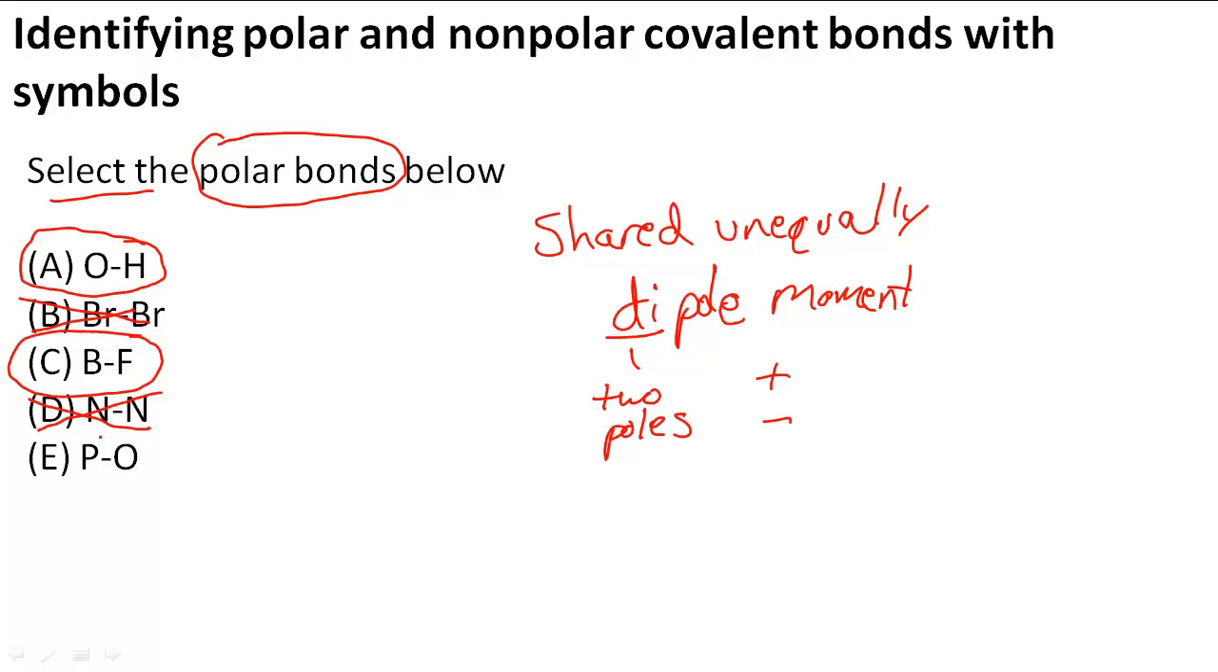P and O also have further apart electronegativities, so E is also an answer because they do have dipole moments, where electrons are being shared unequally. Their valence electrons are being shared unequally. So we have three answers to this problem: A, C, and E.